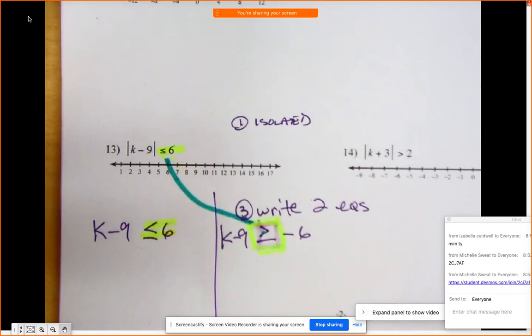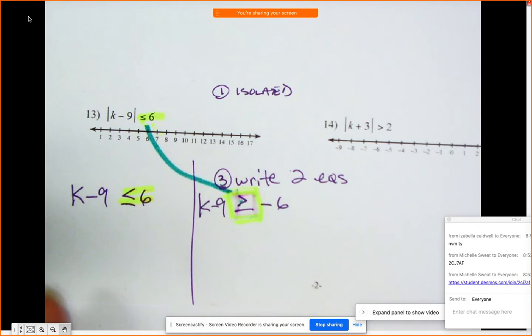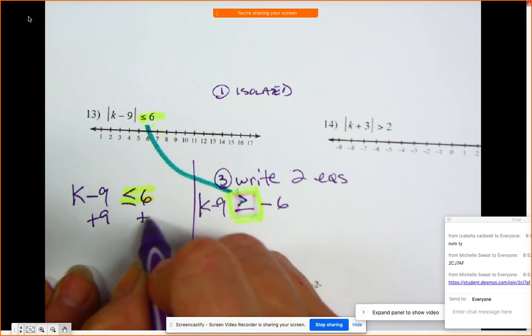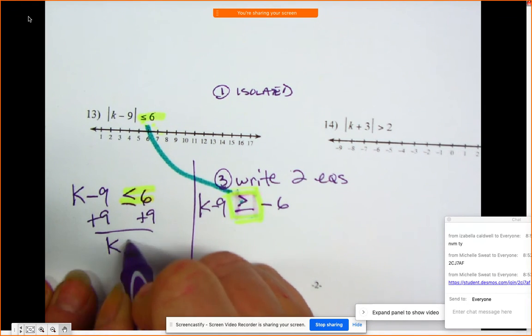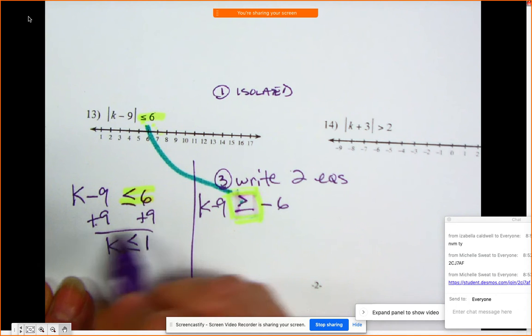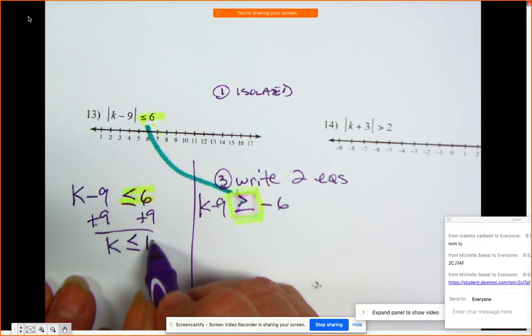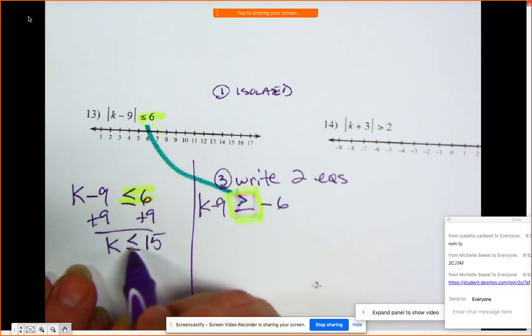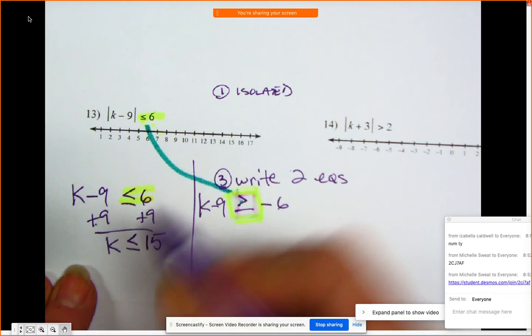I'm going to go ahead and solve both of these. It says add 9, add 9. You still have to follow the rule. If you happen to multiply both sides by a negative, you'd have to flip your signs, but I don't here. I just added 9. I'm not multiplying or dividing. 9 plus 6, same sign you add. So k is less than or equal to 15.